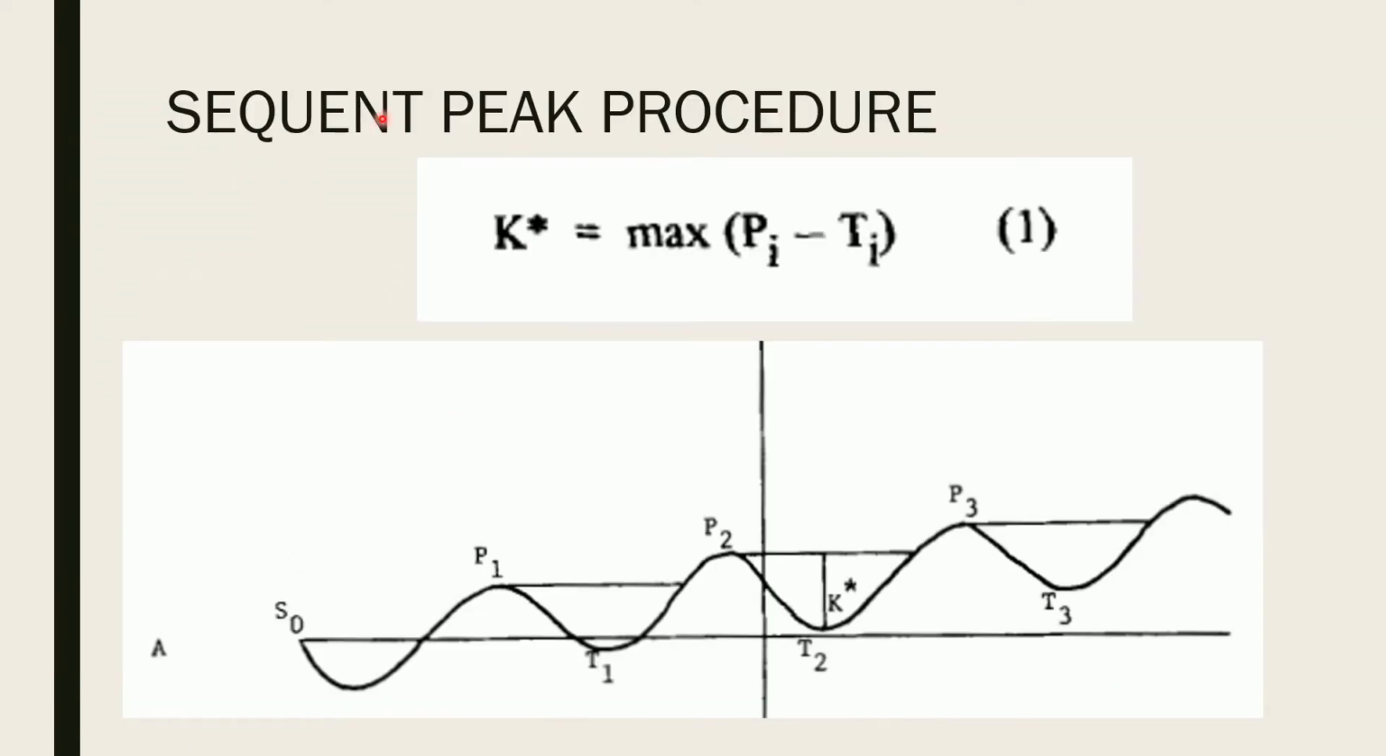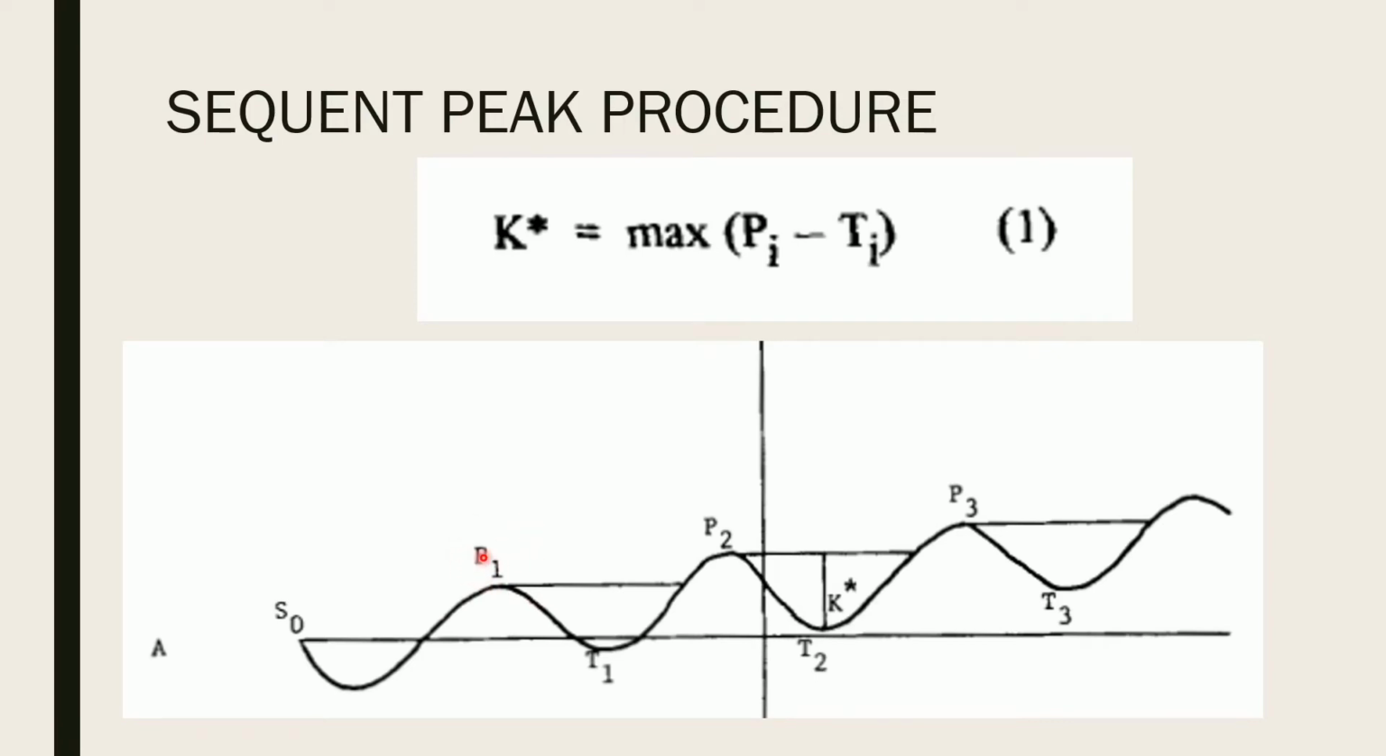So for the sequent peak procedure, we have here the figure. A plot of cumulative difference between historic inflows and stipulated drafts is constructed. To this plot, a second cycle of cumulative difference is appended. So we have here the second cycle and the first cycle. The initial value, denoted as S0, of the two-cycle plot is chosen sufficiently high so that no cumulative difference is negative. On the two-cycle plot of cumulative differences, the value of the first local maximum is labeled as P1.